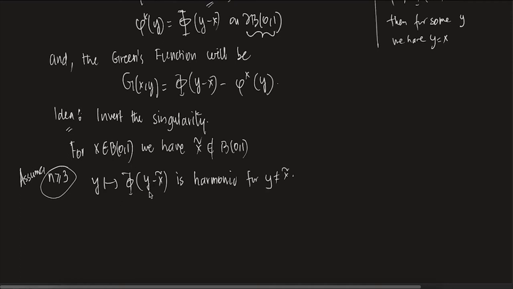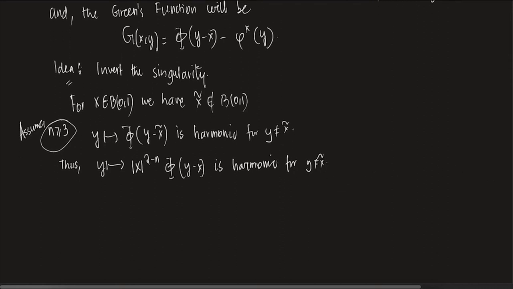Because if I am taking y which is not equal to x tilde, phi is harmonic everywhere in R^n, right, except at y equals x tilde. So that is why it is harmonic as a function of y. Now if that happens, one can say that y going to mod x to the power 2 minus n times the fundamental solution of y minus x is harmonic for y not equals to x tilde.